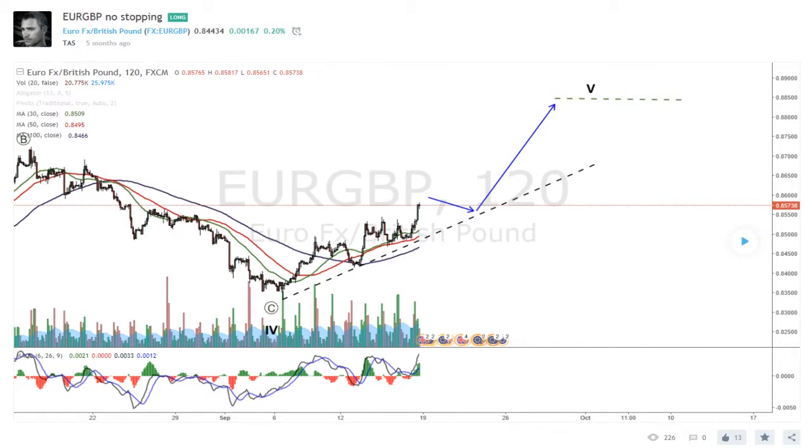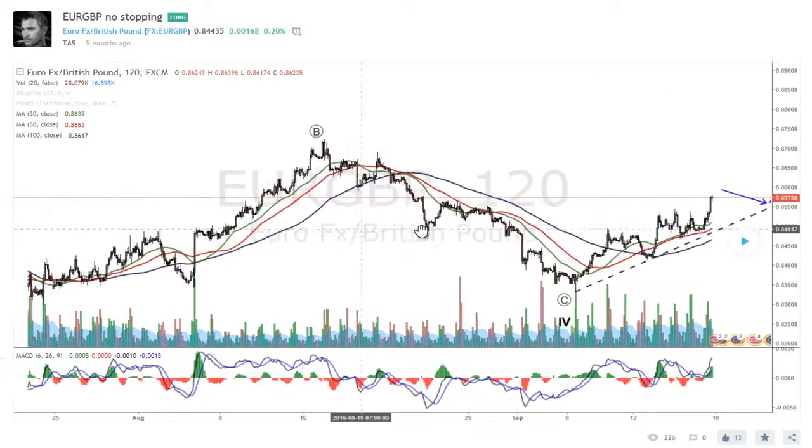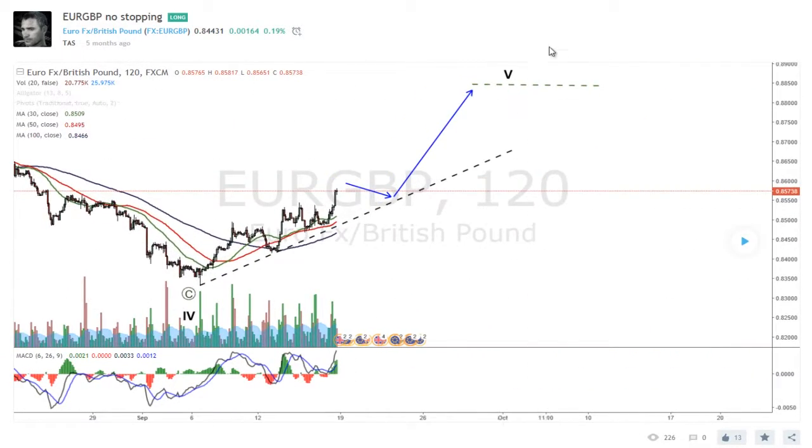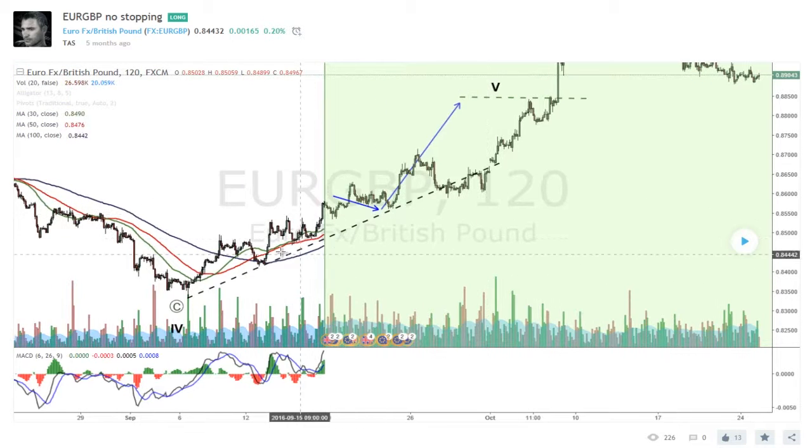Another one, euro pound. This was after the Brexit, I think. Well, this was my target there. I was waiting for another bounce. This is 5 months ago. I can't remember if I was already in this trade by here or not, or if I had it somewhere around here. But I was waiting for a hit on this trend line and then a move to the green line. And it did move, did bounce, did go there.